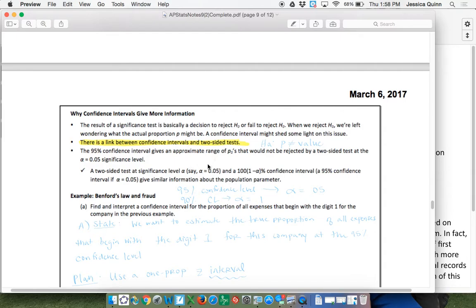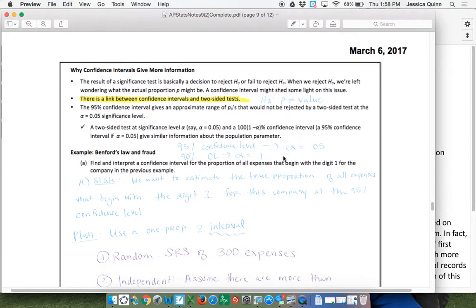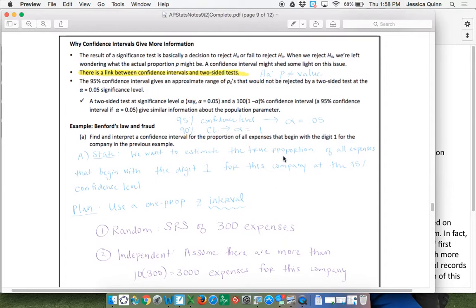So there's a link between the confidence intervals and two-sided tests. We only do this for a two-sided test, when our alternative hypothesis is that p does not equal whatever the claim is. So we don't do this for greater than or less than. We just do it when it's a two-sided, not equal alternative hypothesis.